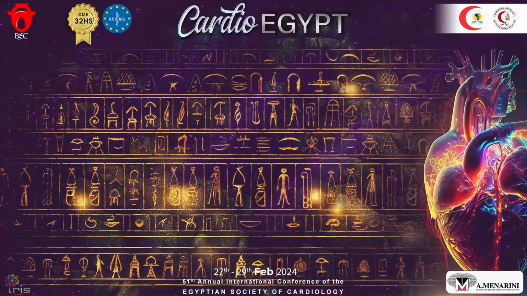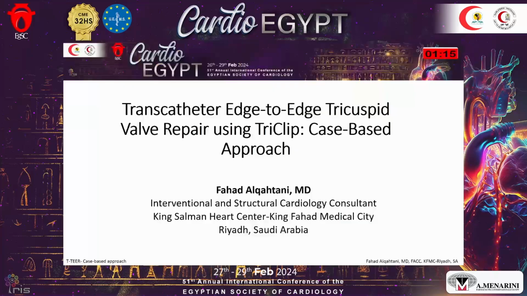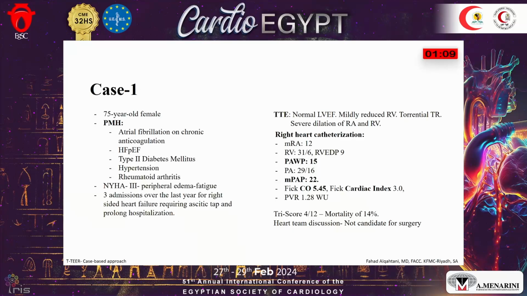So Dr. Hussam makes it even easier to talk about the TriClip with a case-based approach. So we go over cases. The first case is a 75-year-old female. She has a history of atrial fibrillation on chronic anticoagulation, heart failure with preserved EF, type 2 diabetes, hypertension, and rheumatoid arthritis.